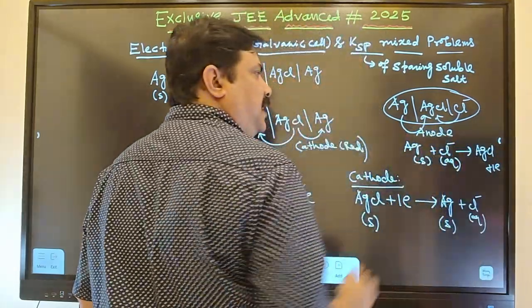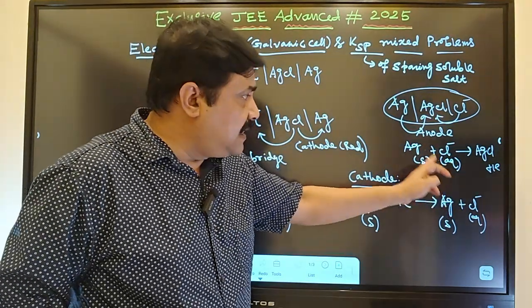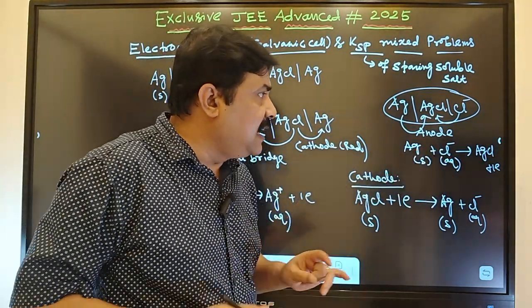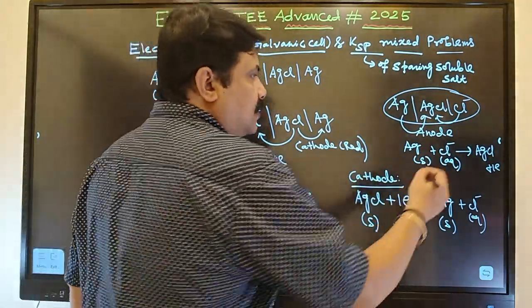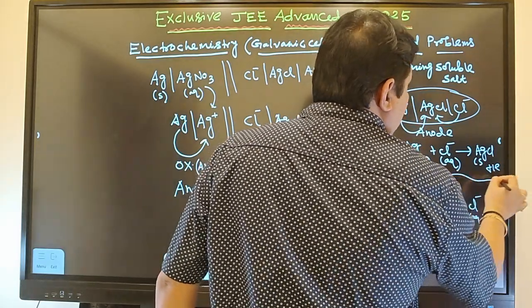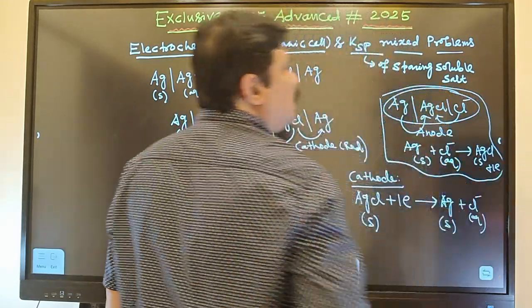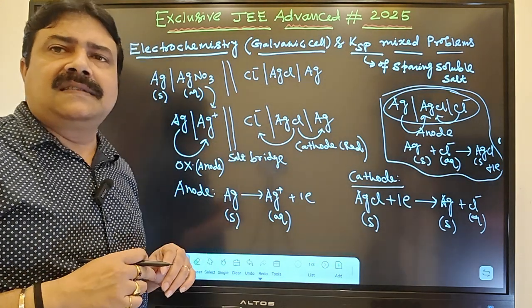That means how is it happening? Silver is losing 1 electron, converting to Ag plus, and that Ag plus is combining with Cl minus and forming AgCl solid. This is the funda. So that's the way you will get it. That's why I told you my tricks, where you are never going to lose any idea. Now here the situation is different, that is acting as a cathode.